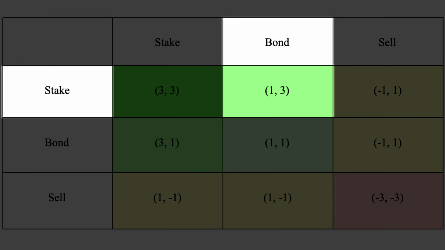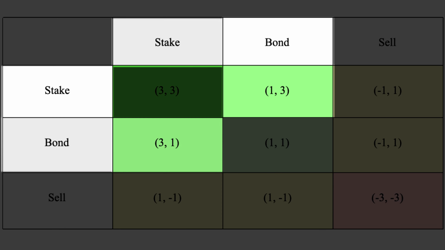When others stake and you bond, or you bond and others stake, that is also a positive outcome for the protocol because, as you can see, it has 3,1 or 1,3, and 3 plus 1 equals 4. So that's also positive because when you or others are bonding, they're providing liquidity to the protocol, which is good. And when somebody else stakes or you stake, it's also good for the protocol because it locks up the supply and drives the price up, which is also good for the protocol and the investors.